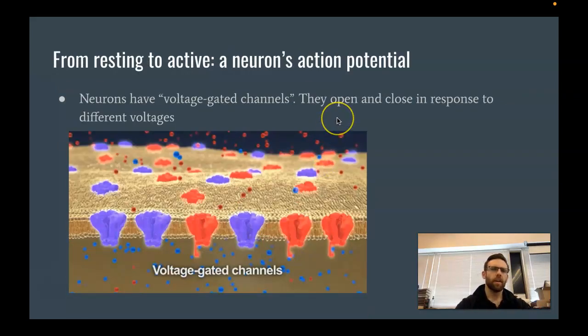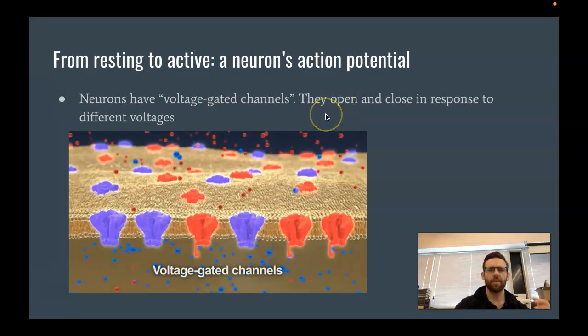All right, and then the other key thing to mention is these other channels called voltage-gated channels. They're voltage-gated, meaning that they will respond to different voltages that are happening in the neuron. Now, so far we've only talked about the neuron at rest, but now we're going to start talking about what happens with a neuron's action potential. When does it become active? There are these voltage-gated channels, and they are going to open and close in response to different voltages.